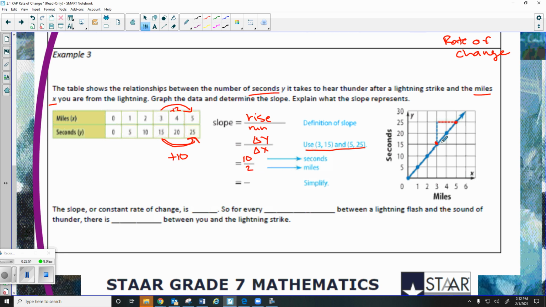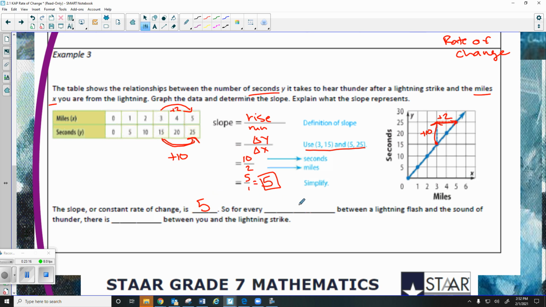Let's check and make sure that's the same over here. Again, this is the same as rise over run. It's rising 10 and running over 3 to 5 is 2. Same thing. This simplifies, of course, down to 5 over 1 or just 5. My slope, my rate of change is 5.